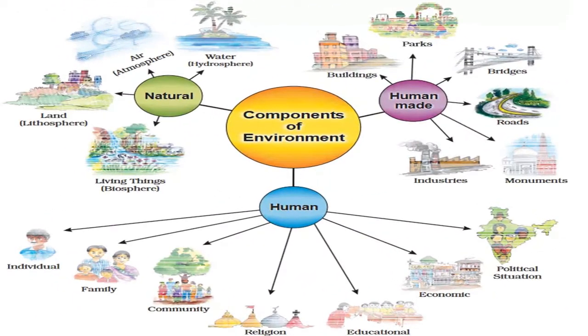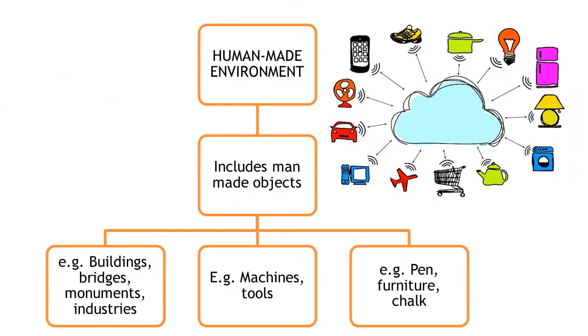So once again, there are three components of environment: natural, human made, and human. And we've already discussed natural environment. Now let us talk about human made environment. Human made environment includes man made objects, anything that is constructed or created by human beings. So buildings, bridges, monuments, industries, machines, tools, pen, furniture, chalk, bedsheet, pillow, etc. Anything that is made by human beings is part of human made environment.